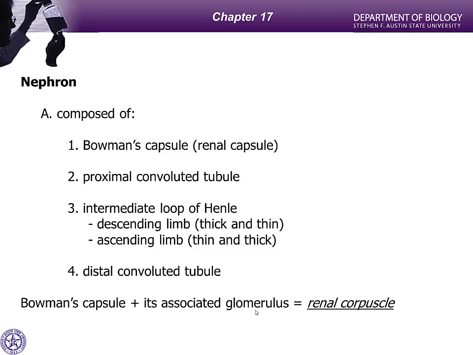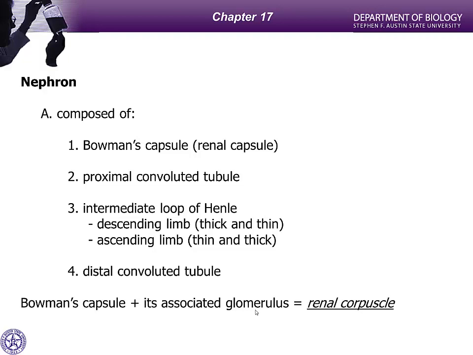This fluid then is going to make its way into the first segment of the nephron, which is this very twisted tubular portion that's in the cortex. And since it's close to the nephron and it's twisted, they call it a proximal convoluted tubule. That's how it got its name.